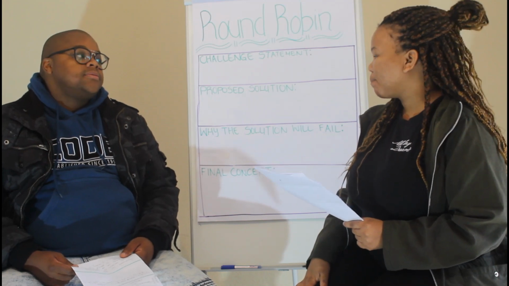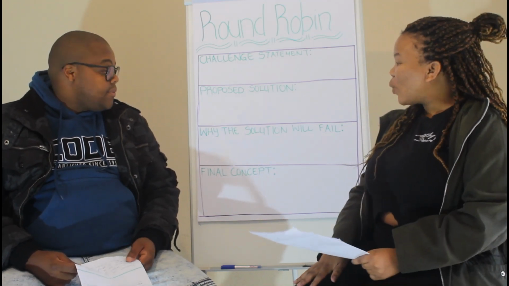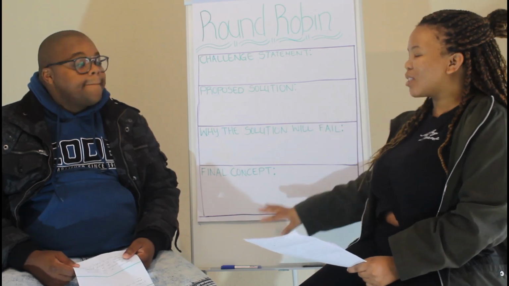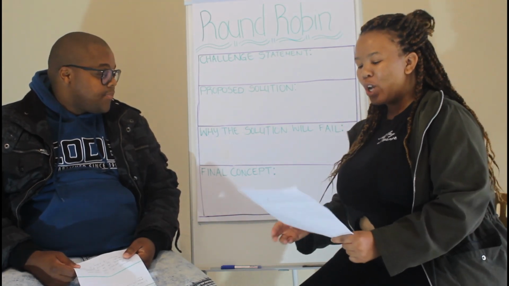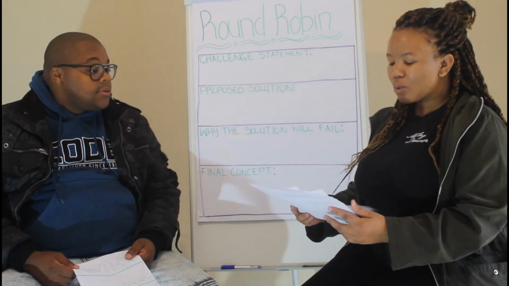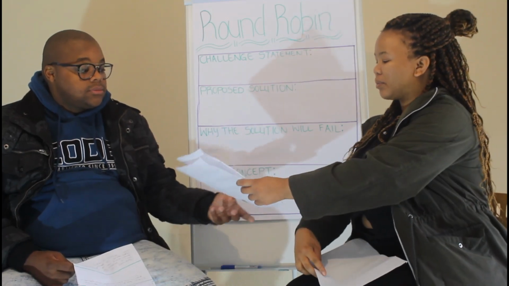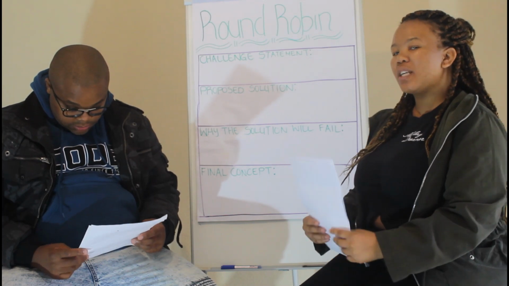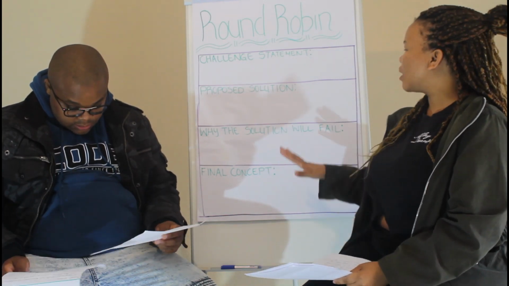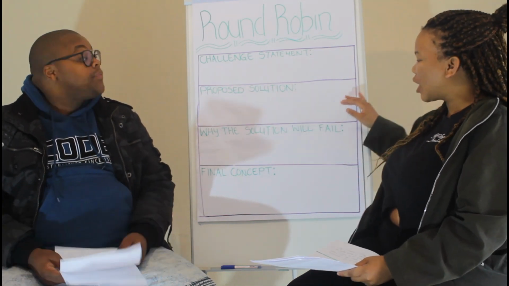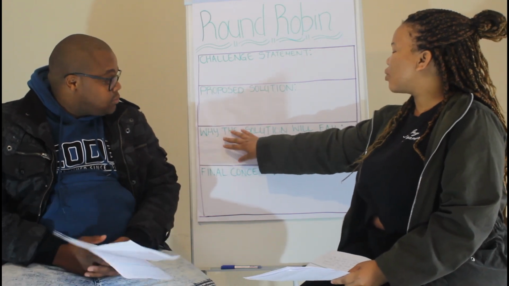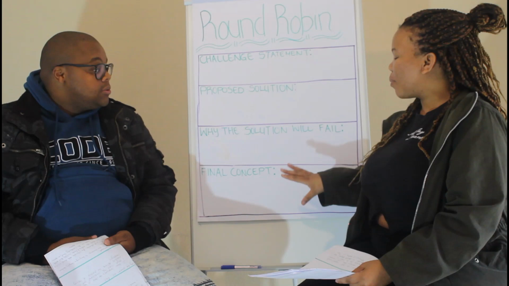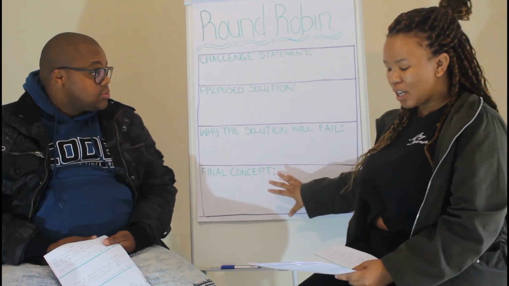Okay. So now that we're done critiquing each other's proposed solutions, remember this is all about co-creation. So what we do is we swap papers again. Ideally you will take another 5 minutes to look at the proposed solution as well as what the person has written, the critique of why the solution will fail, and then you will come up with a final concept, right?